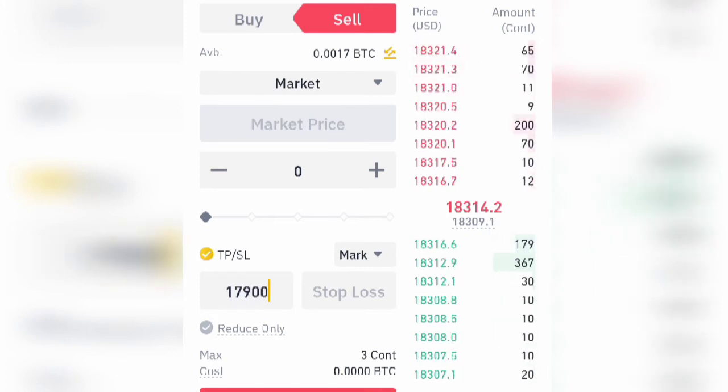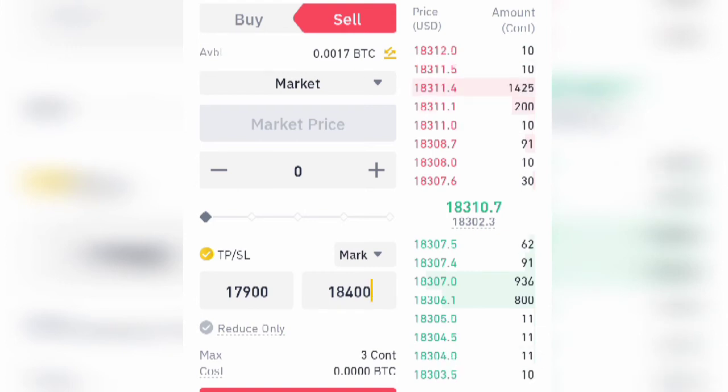Your take profit should be 17.9. And then your stop loss, you're saying that if it doesn't go that way and starts going up, let's say your market price is 18,308, that when it gets up to 18,400, it should help you close the trade. Now look at this mark here, just above, it is 18,400.